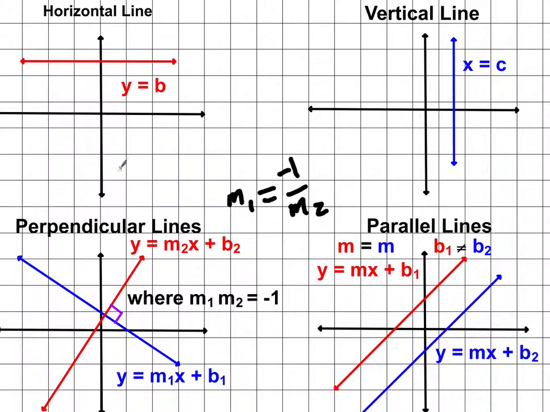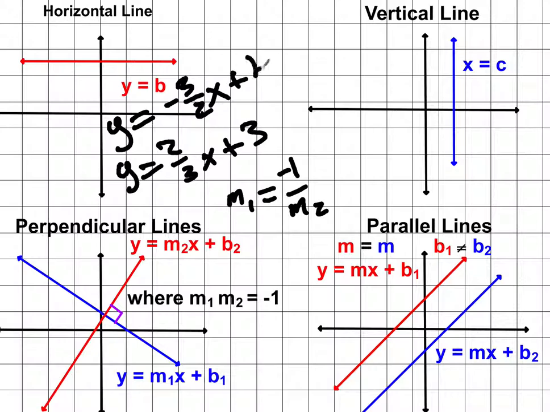So if I had this line, y equals 2/3 x plus 3, the slope of its perpendicular line would be the opposite reciprocal of 2/3, which would be negative 3 over 2, x plus whatever its y-intercept was. So the slope is the opposite reciprocal. That's how you know that they're perpendicular lines. It means they meet at a perfect right angle.